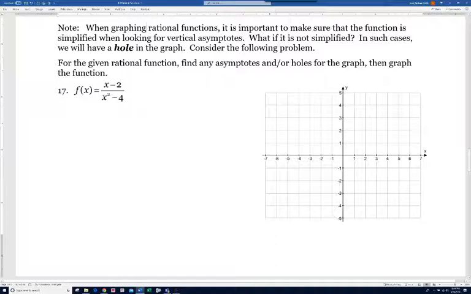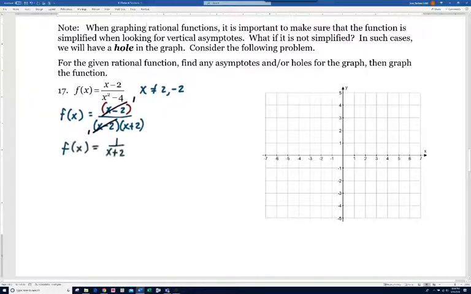Notice first of all that the denominator factors here. We do have a common factor, but before we cancel our common factors, I just want to point out the original function has x squared minus 4 in it, and so our restricted values will be 2 and negative 2. Let's simplify now, and we get f of x equals 1 over x plus 2. Now when you graph f of x equals 1 over x plus 2, x equals negative 2 is also a restricted value.